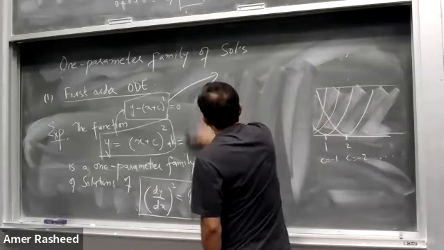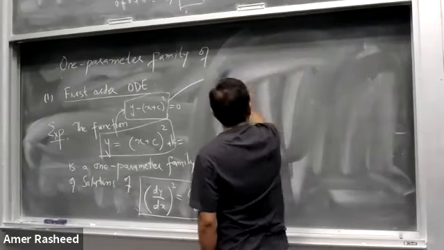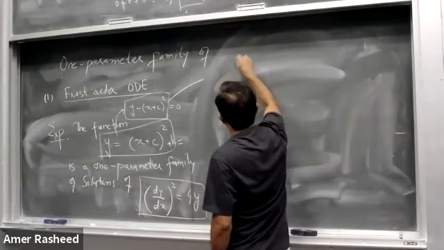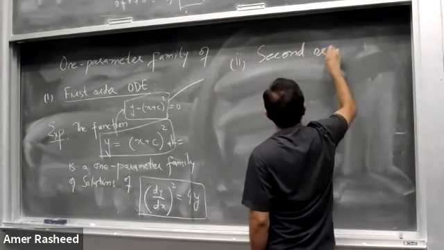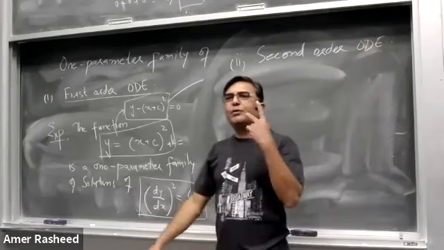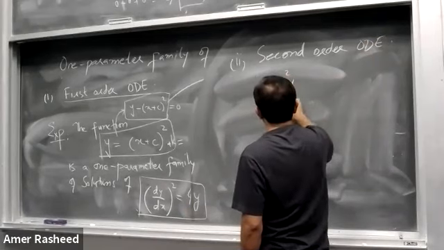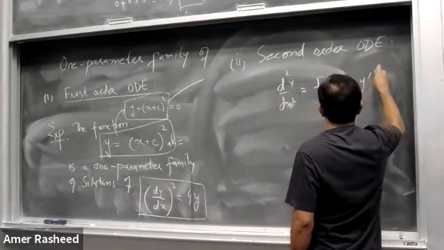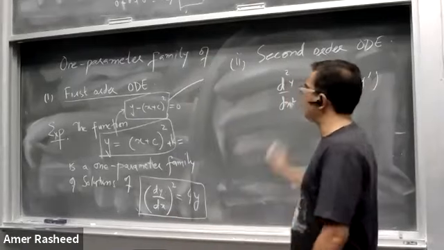ठीक है, तो 2 parameter family of solution क्या होगा, वो second order differential equation के लिए होगा. अगर आपके पास second order differential equation है, उसमें आपके पास 2 parameter family of solutions होंगे, क्योंकि आपके पास d square y by dx square है, ठीक है, which is a function of x, y, y dash. So this is your equation now. You have first derivative, you have y, you have second derivative in this differential equation.